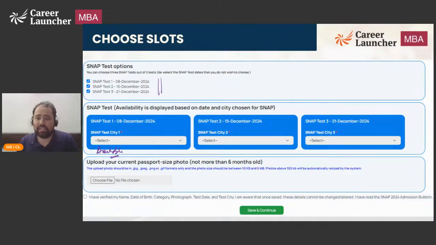Can we change exam dates after registration? No. There you can't, because at the time of registration, as you can see on my screen here, they go ahead and ask you the exact exam slot that you're looking at. You can't change it.